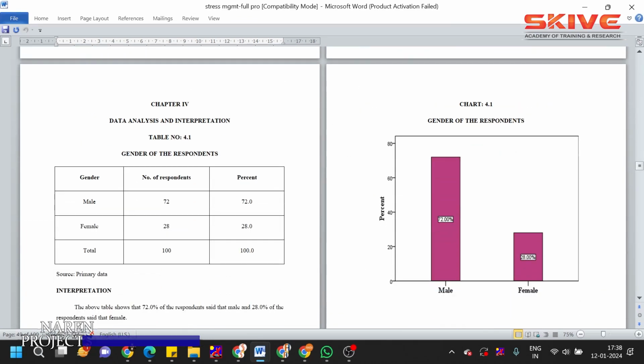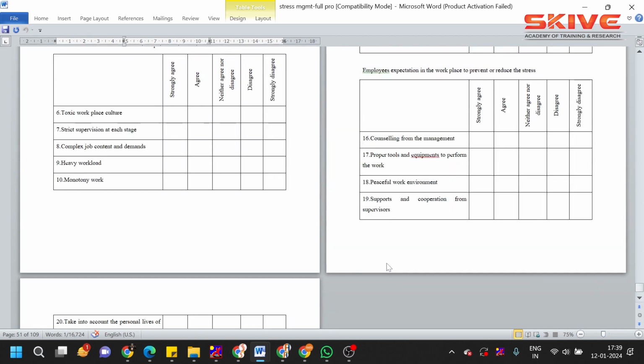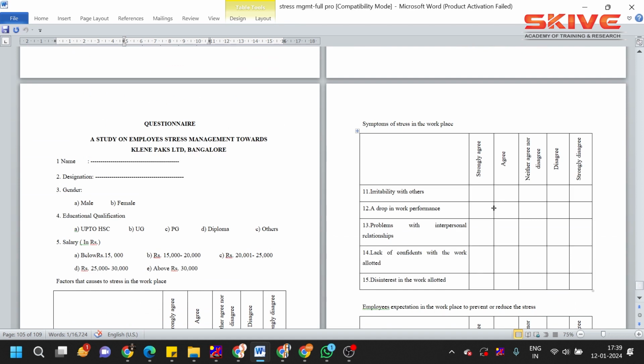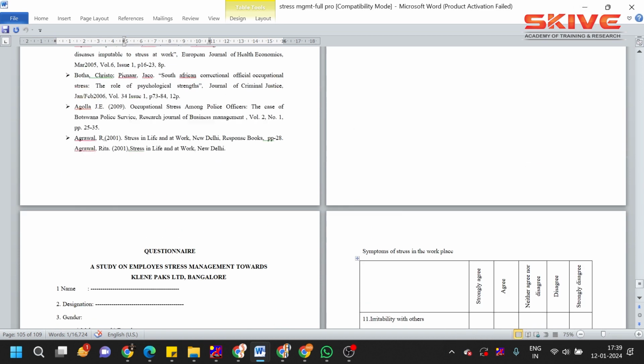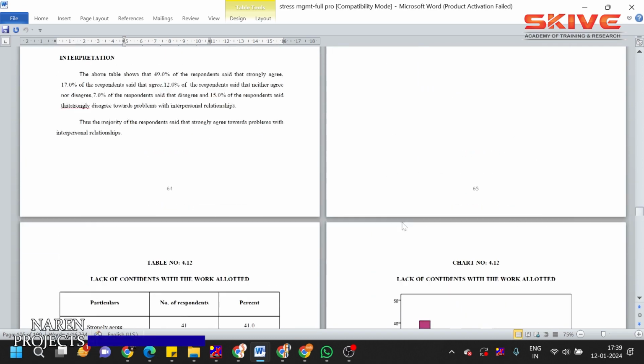Here the project moves to chapter 4, the data analysis and interpretation. The sample size was 100 samples, and the questionnaire was framed with 26 questions. The questionnaires were issued to the public and the employees of the particular company, and a survey was conducted. Based upon the survey, the data analysis has been done.